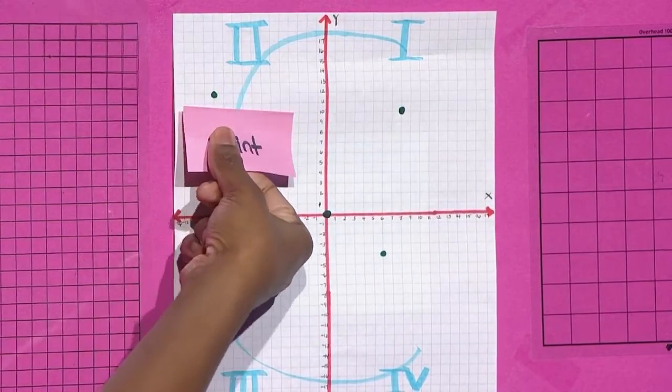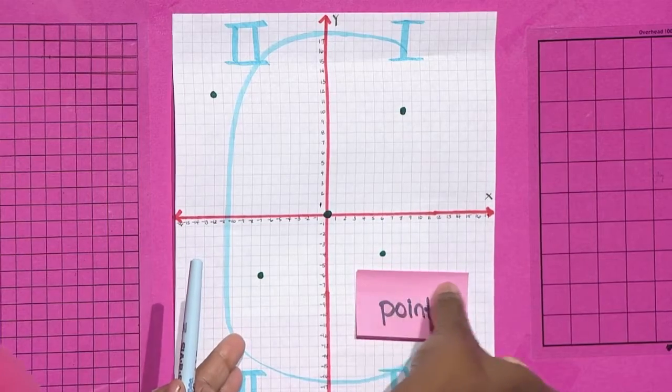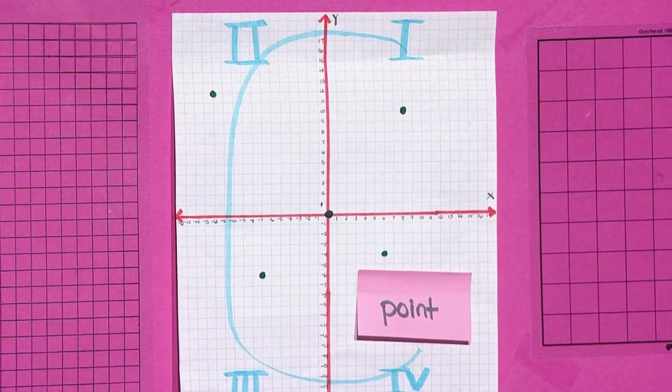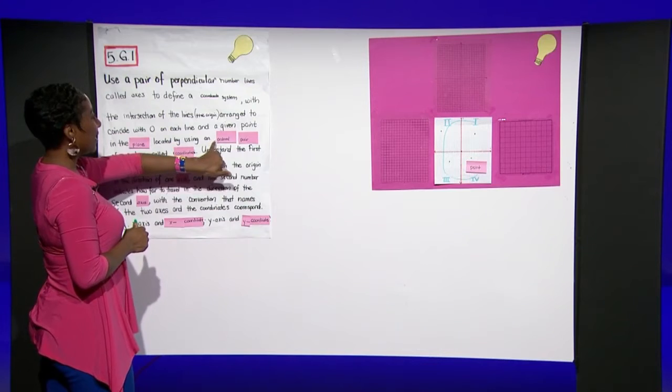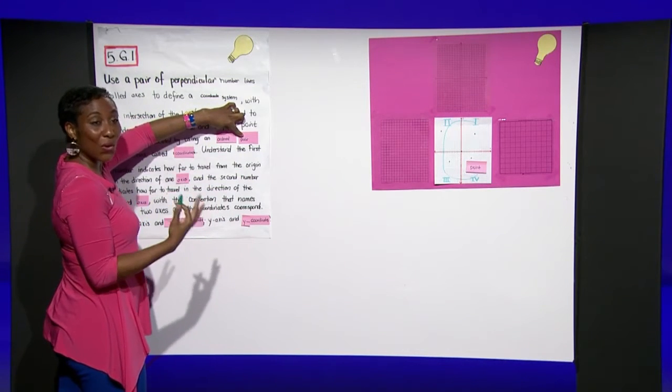This is a point. This is a point, and this is a point. And because they're in different quadrants, they're going to have different characteristics. Let's go back to our standard really quickly. It says that every time that I have a point, it's going to represent an ordered pair.